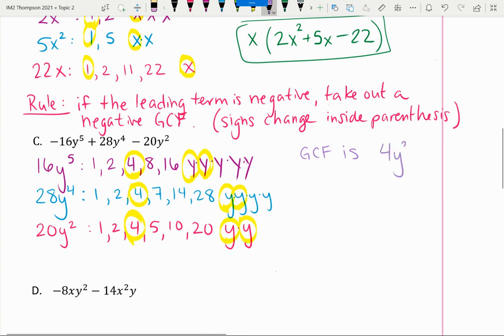Maybe you got 4y squared. And bonus points if you recognize that the leading term is negative. So you actually have to take out a negative 4y squared. Okay? It's only day 1, guys. We're going to do this a lot. It's going to take plenty of practice.